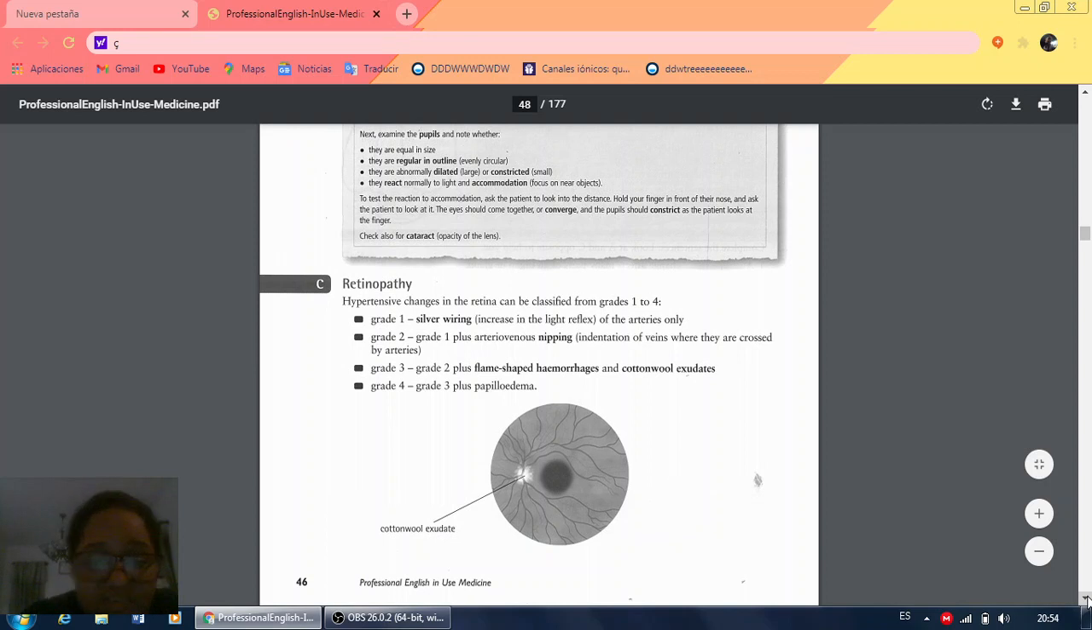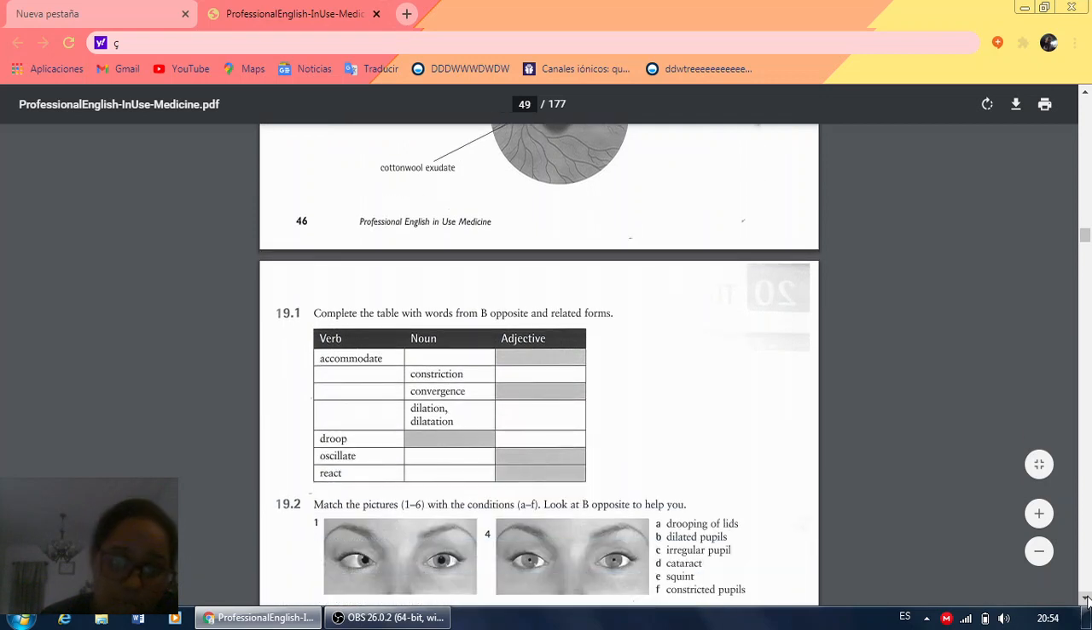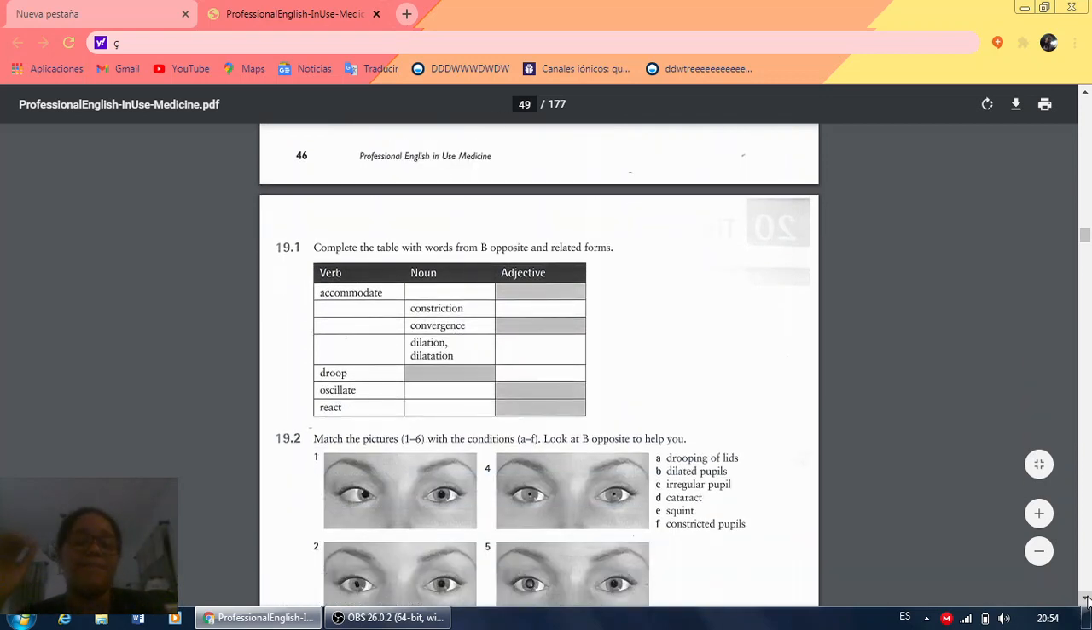Retinopsis. Retinopsis change the retina can be classes from rank 1 to 1 and 2. Grade 1 silver wings. Grade 2 grade plus alternates. Grade 3 grade 2 plus grade 3 Amon and chronal used. Grade 4 grade 3 plus popular. Complete the table with the B and C opposite for lesson for you.